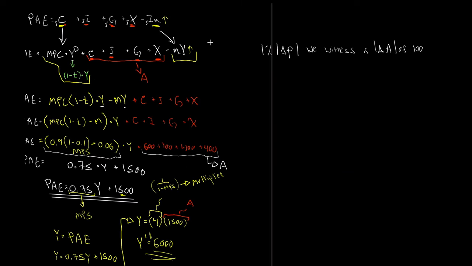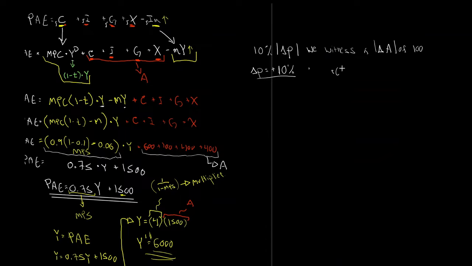If we make this kind of assumption, so a 1% change in price, oh, sorry, let's not say 1%, because I didn't do a 1% change in price. We did a 10% change in price. That's an order of magnitude different. Let's do a 10% change in price, a change in autonomous expenditure of 100. There we go. Now we're consistent. When we did this, our change in prices was plus 10%. So what does that mean?